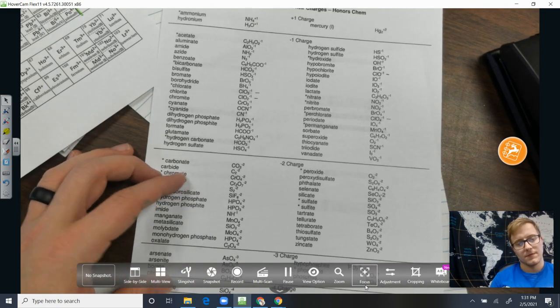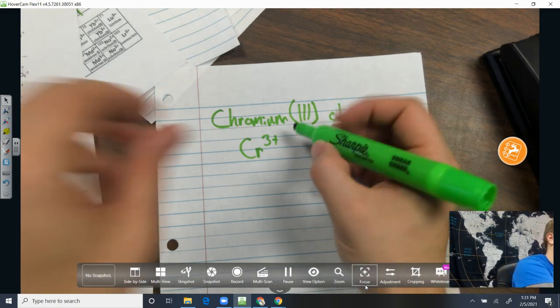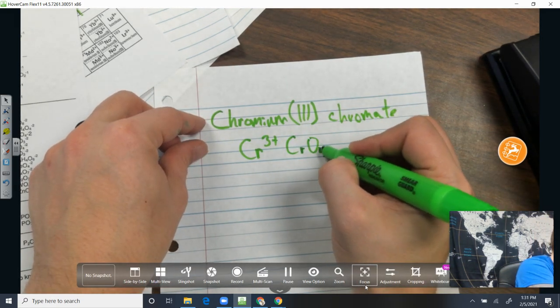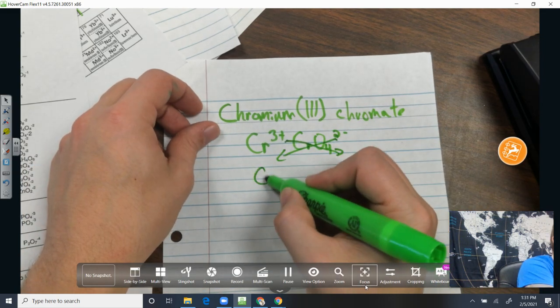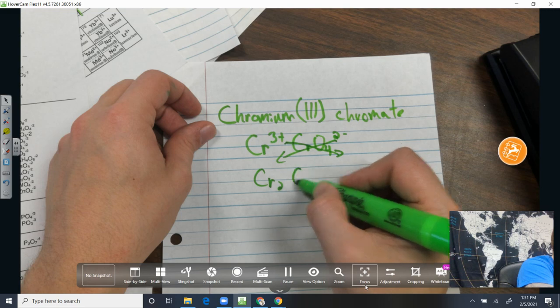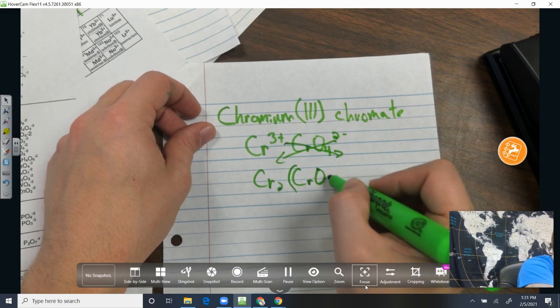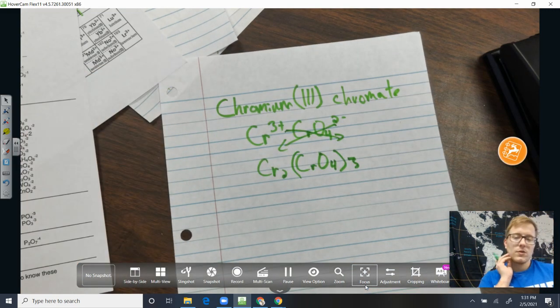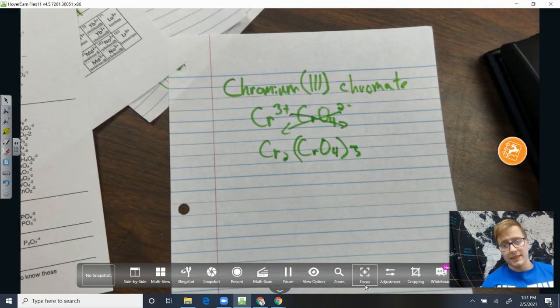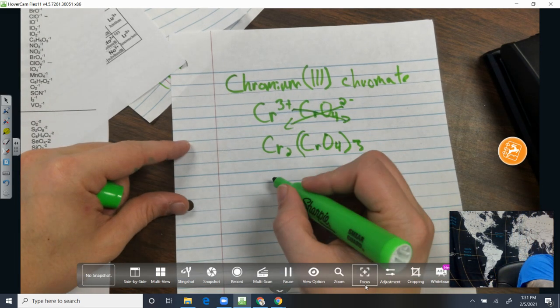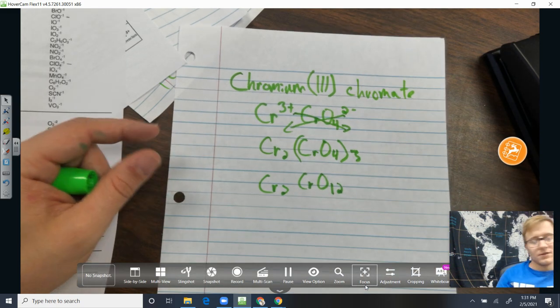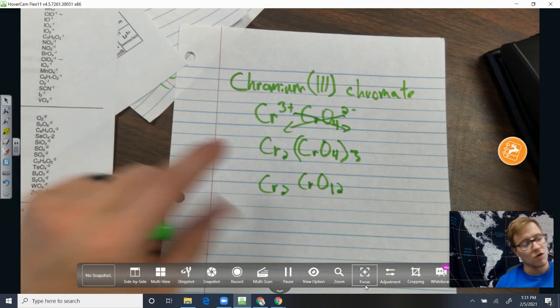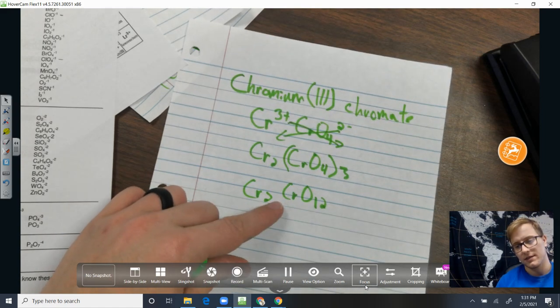Chromate, CrO4, is at 2 negative. You play the crisscross game. You're left with Cr2(CrO4)3. Now, you say, Mr. Curlin, why do you have parentheses? I'm going to tell you why you need parentheses. This answer, Cr2CrO12, is super wrong because chromate isn't bonding to 12 oxygens.